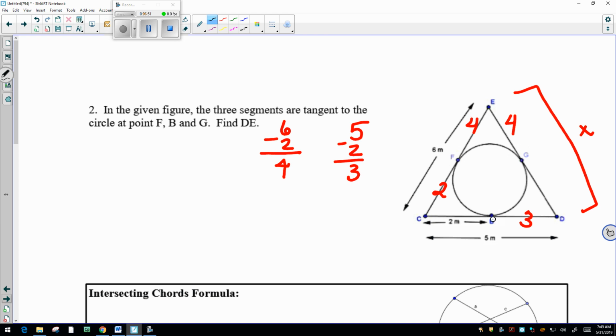D to B is a tangent to the circle, just like D to G is a tangent to the circle, and they both come from point D. So that means those have to be congruent. So if I'm trying to find the length of ED, I've just found those two little parts that I needed to know their lengths. So that means DE must be a total of 4 plus 3, or I can say DE has a length of 7.